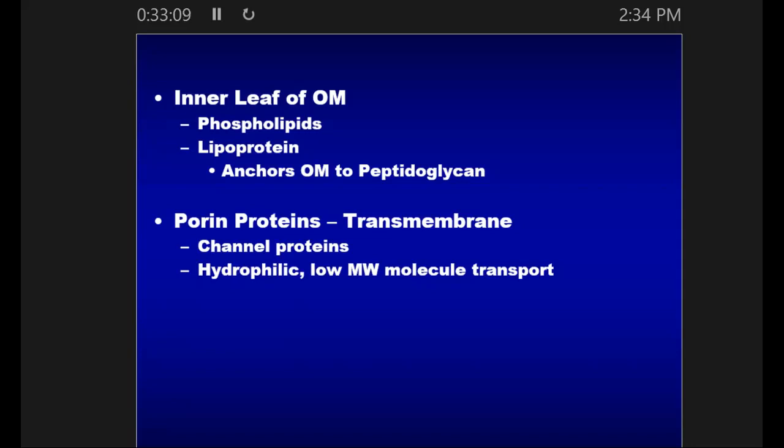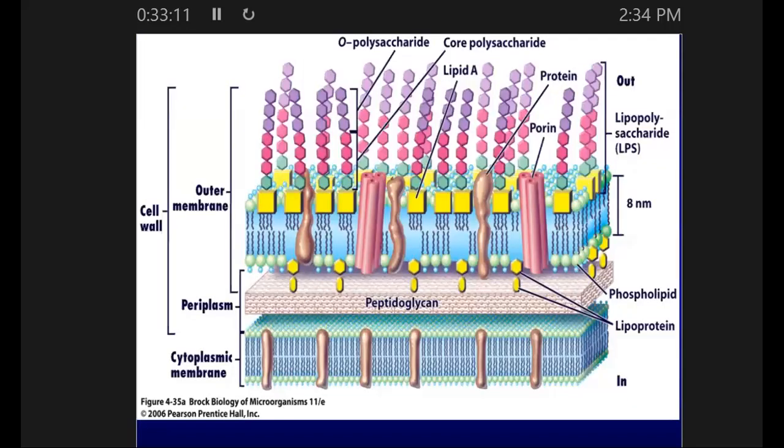So let's go back to that image. So phospholipids, that layer of the outer membrane, pretty straightforward, and then the yellow hexagon, and then the yellow rod-shaped thing. That's the lipoproteins anchoring into the peptidoglycan. And then these pinkish cylinders look like they span that outer membrane.